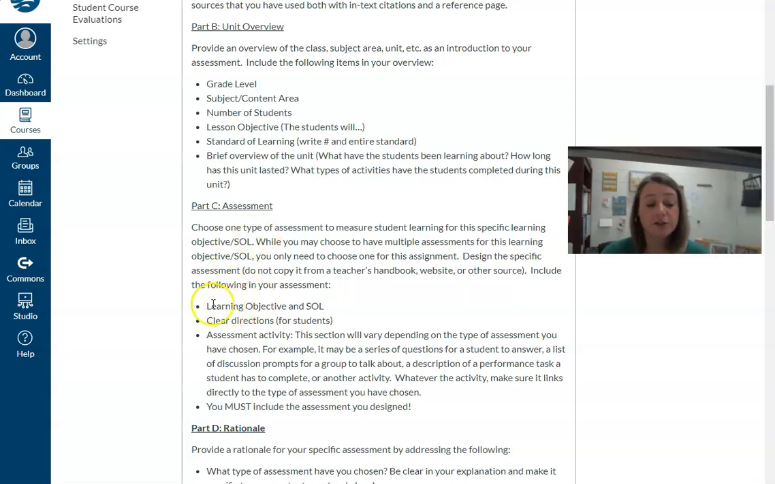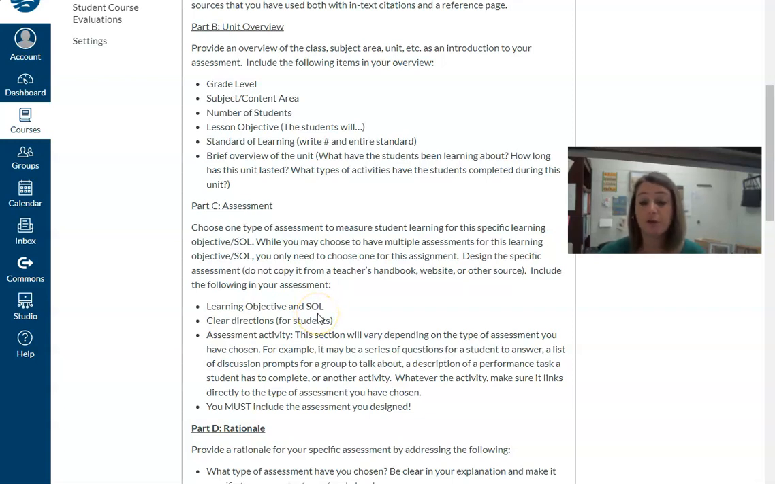Just make sure that, again, you give me the objective and the standard. What instructions would you give to the students? And then I need to see what the assessment is. So whether you're creating a test, or asking them to do some kind of project, I really want to see how you decided that you're going to assess what the students learned. So this is where I want to actually see the assessment.